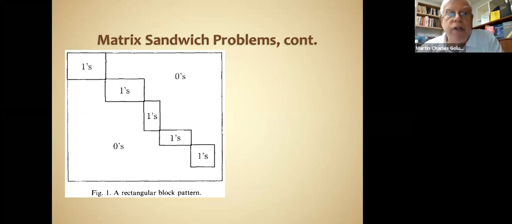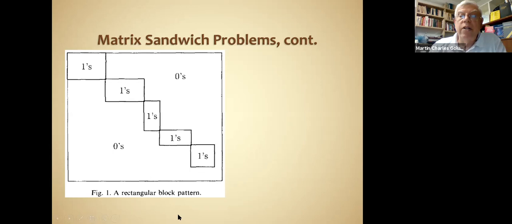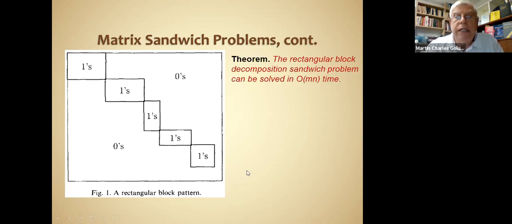Well, then I asked about a matrix property where you can rearrange the matrix so that the ones occur in blocks, a rectangular block pattern. And very often you have problems like that occurring, or a structure like that in matrices in numerical analysis. And so I asked the sandwich problem. If you're given a matrix of ones, zeros, and stars, can you fill in some of the stars with ones in order to get this pattern? And the theorem was that the rectangular block decomposition sandwich problem can be solved in time linear in the size of the matrix.